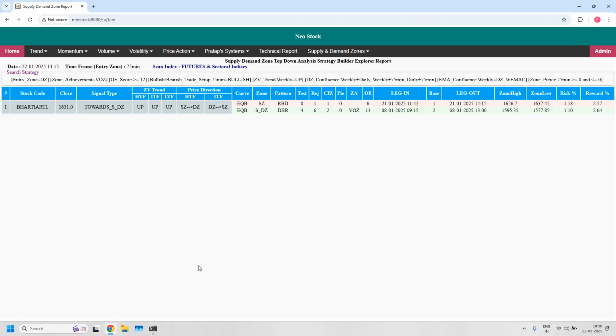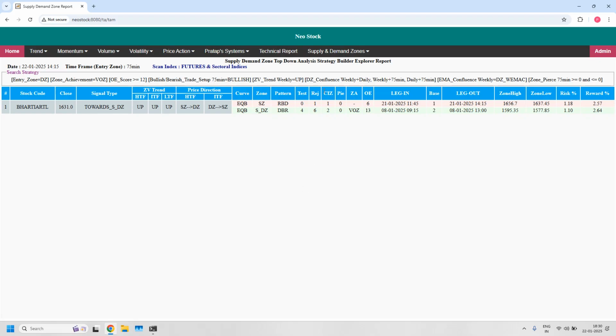Let's filter. We get any? Yes, we got one stock, Bharti Airtel. So this is even more high probability trade setup supported zone. That is the reason why it is already tested 4 times with 6 rejections. Okay, so this is about a bullish trade setup for weekly income trade.